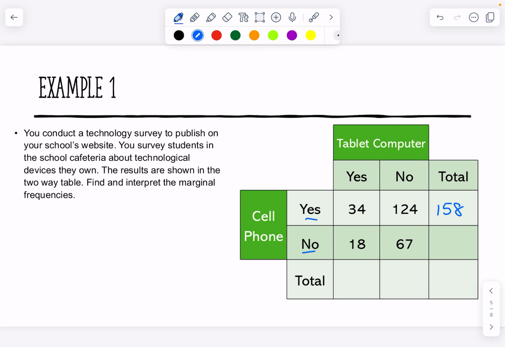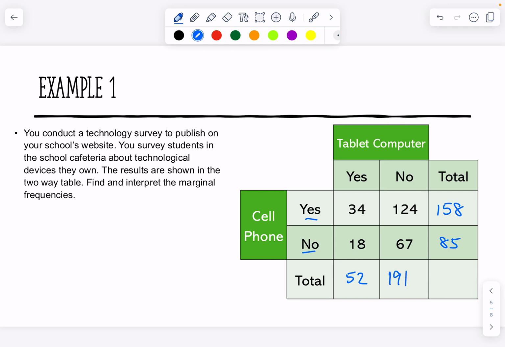Now, if I want to find the total number of people that do not have a cell phone, I'm going to add 18 and 67. That one's going to give me 85. The total number of people that have a tablet would be 34 plus 18, which is going to be 52. And the total number of people that do not have a tablet is going to be 124 plus 67. That's going to be 191.